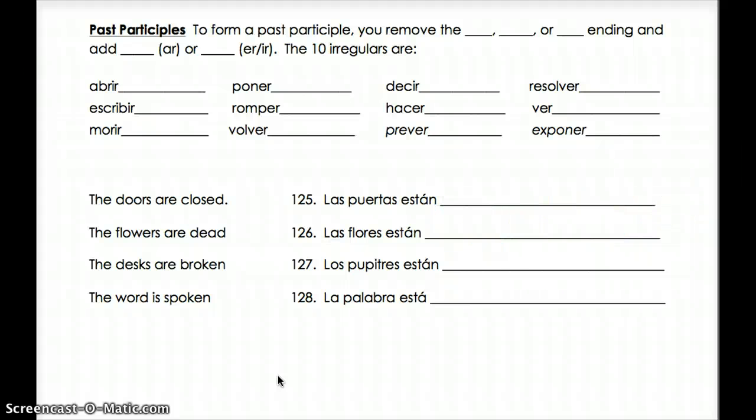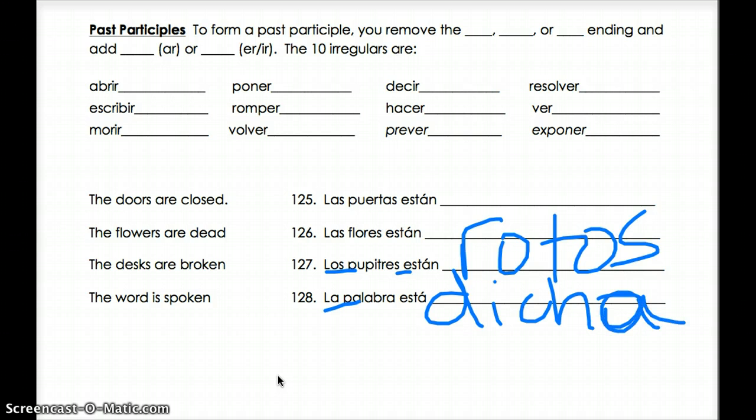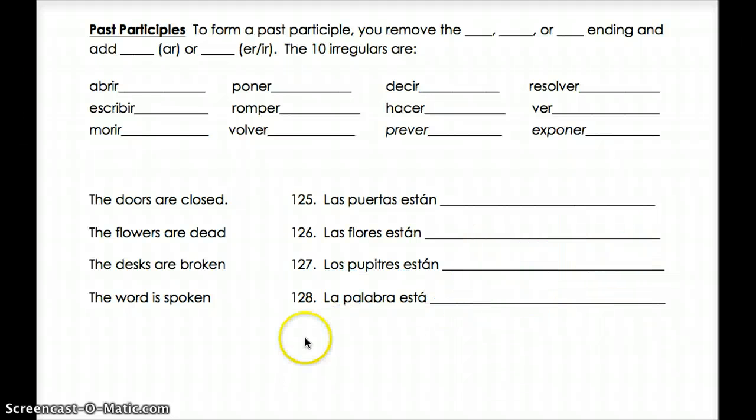Next one, they are broken, so it's roto. That is masculine and plural, so rotos. And the word is spoken, which would be dicho, but it happens to be feminine and singular, so dicha. Okay? And that is your review.